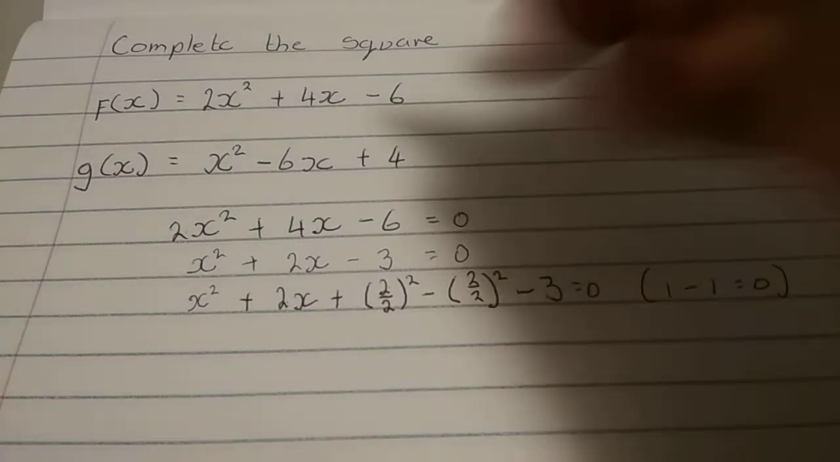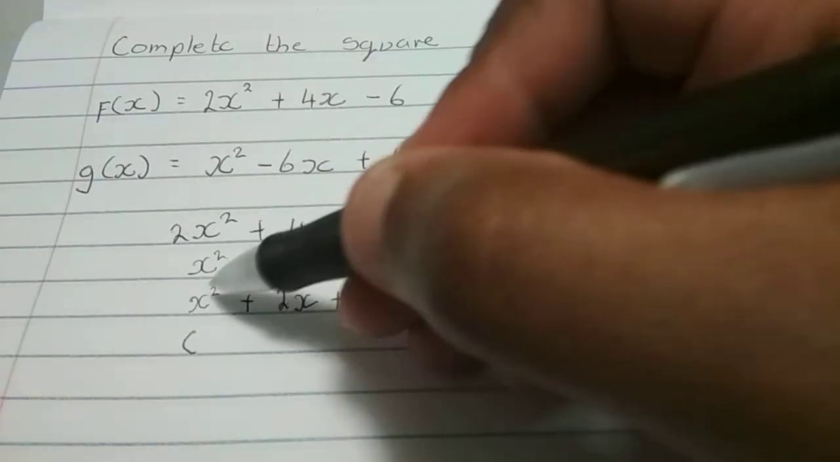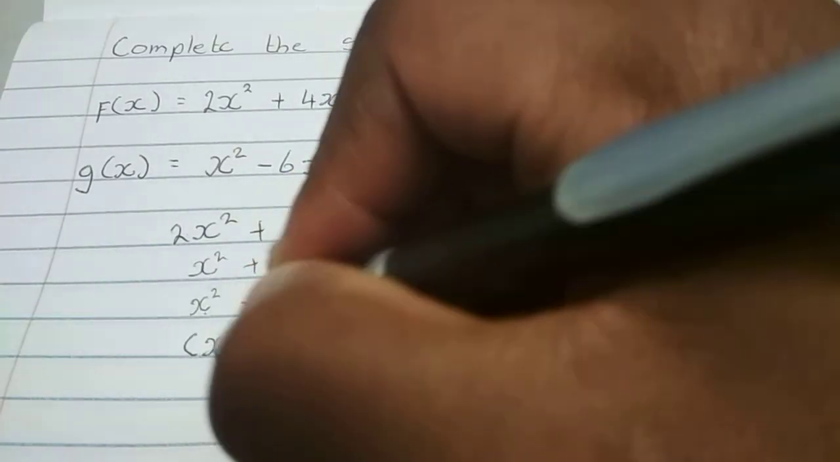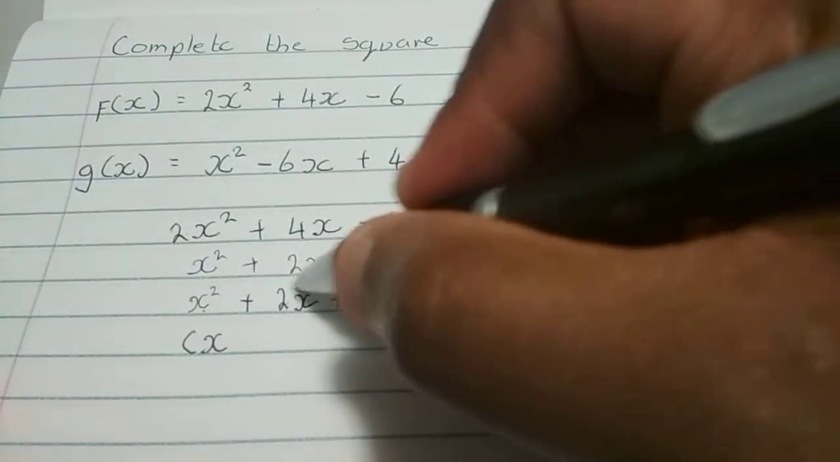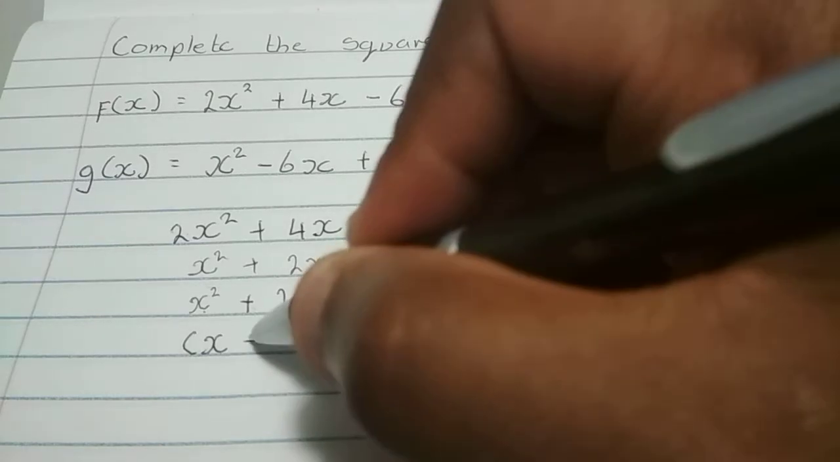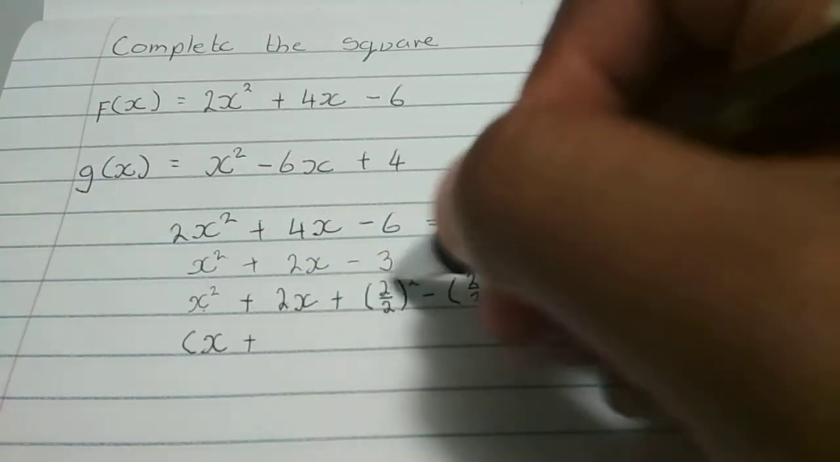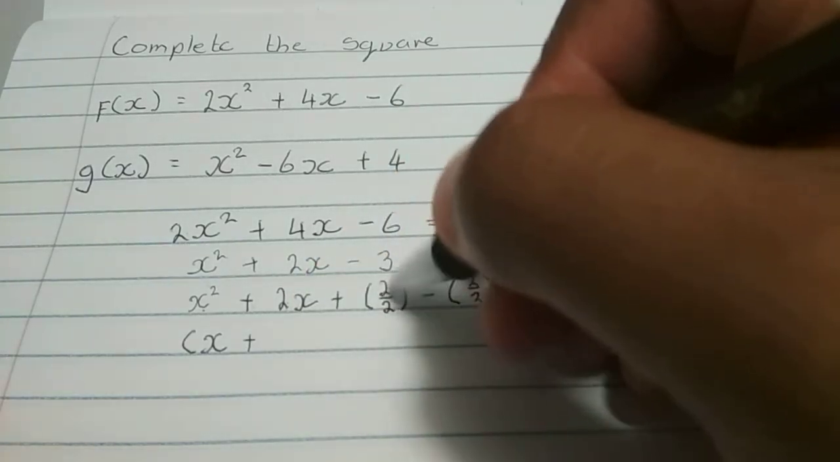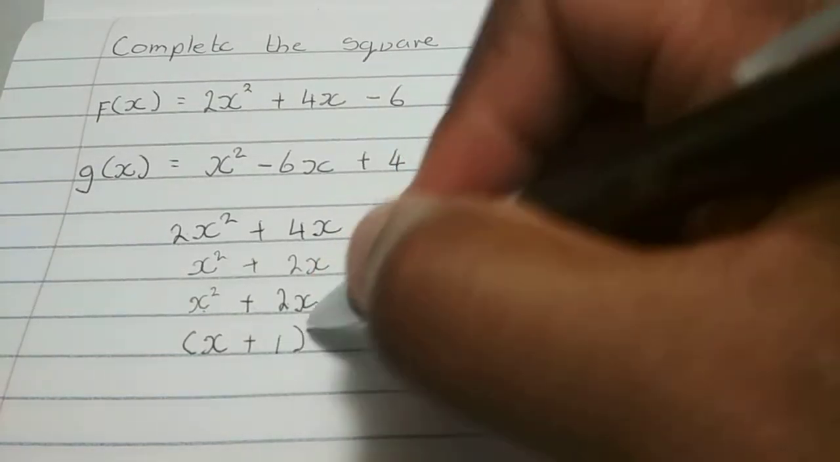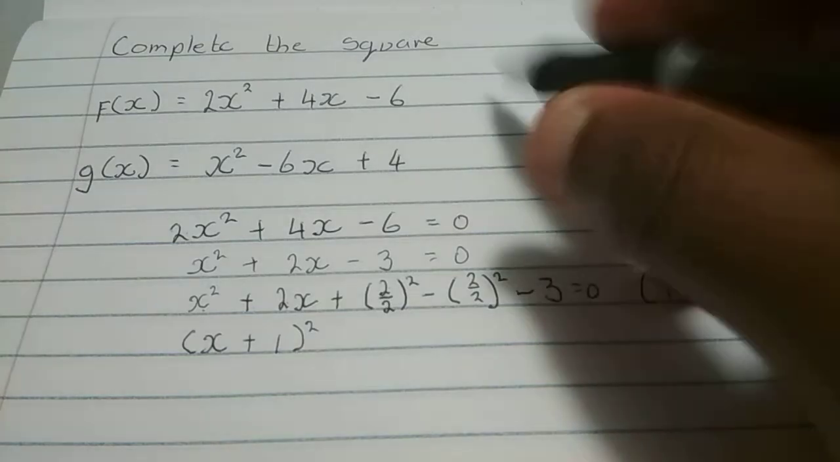Okay, next thing is we open a bracket. From this term we take the x. From this term we take the sign, which is positive in this case. From this term we take what's inside the bracket. 2 divided by 2 is 1, and then we close the bracket and square it.